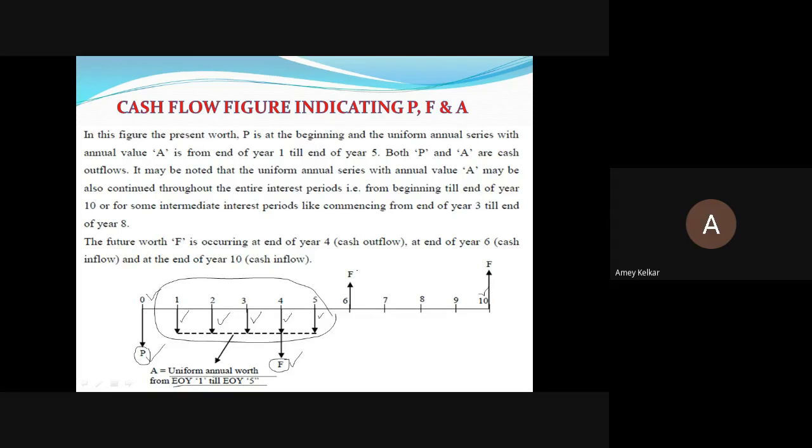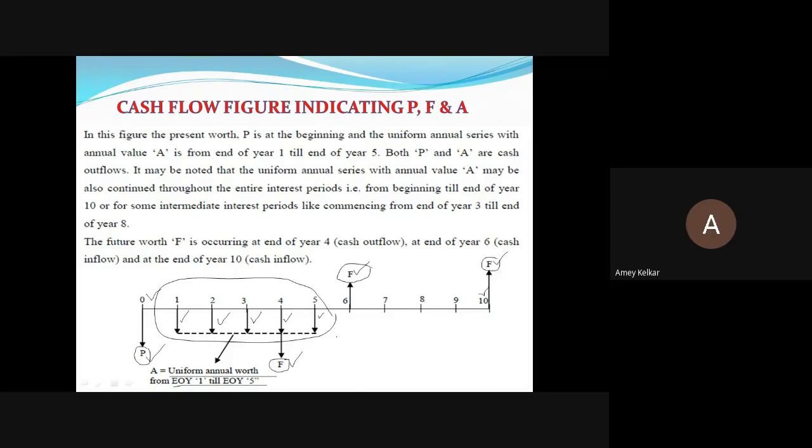For the sixth year, you are gaining some amount. For the 10th year, you are gaining some amount. So single amounts which you are getting in the future are indicated with this letter F. So these are all future amounts. At the sixth year, you are getting some amount, and at the 10th year, you are getting some amount. At the initial stage, you are investing some amount, and at the fourth year also, you are investing some amount. So these are the investments.